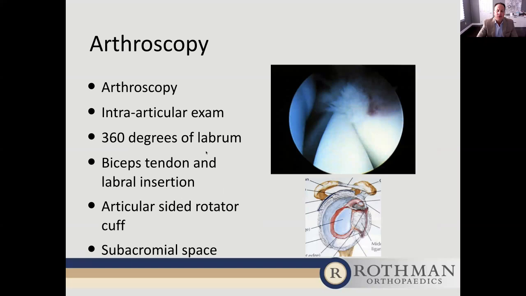So basically what we do is our diagnostic arthroscopy. We look around the entire shoulder joint 360 degrees. We want to look at the biceps tendon. We want to look at the labrum attachment all the way around. Then we want to look at the undersurface of the rotator cuff, and then we pop up in the space up top between the acromion and the rotator cuff.